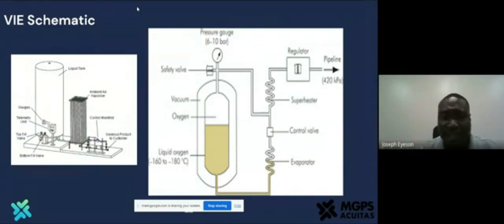So as you can see on the schematic, there are two main vessels. You have the inner one and then the outer one. The inner one contains the liquid oxygen with a relief valve on top. So in case of any high pressure, it pops out and then goes.